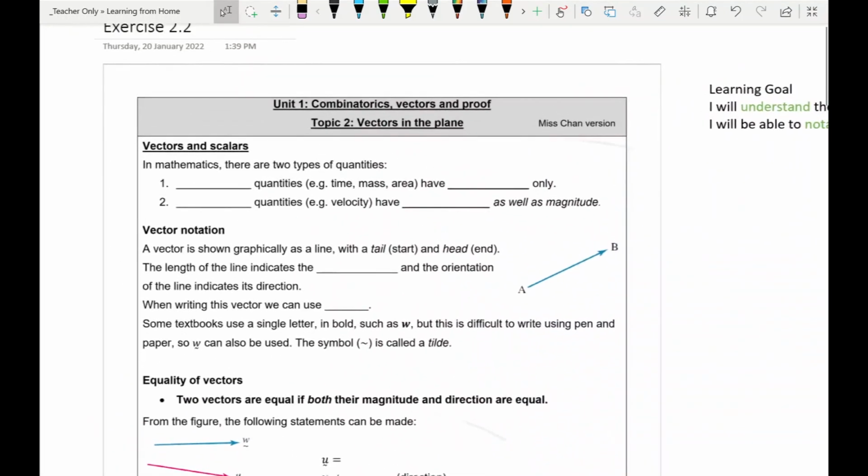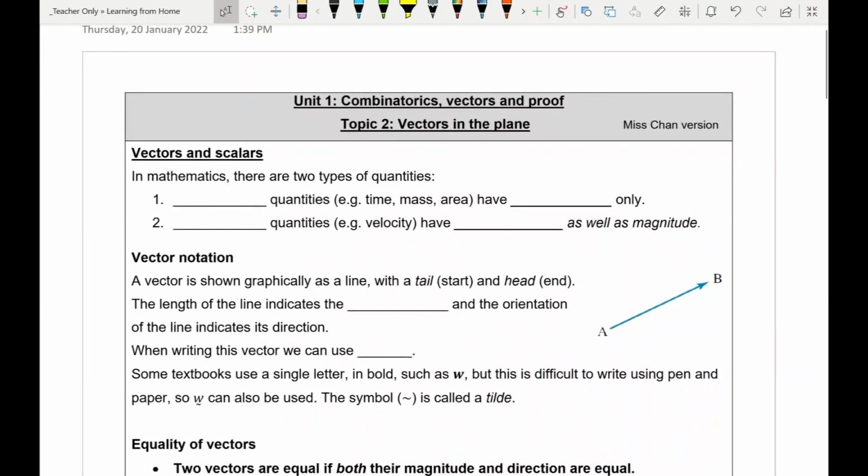So when looking at vectors, we compare them to stuff that we're already familiar with, scalar quantities. So for instance, time, mass, area, these are all known scalar quantities that we've been working with since like grade 3. So scalar quantities have what we call magnitude only. Vector quantities, on the other hand, so for instance, velocity has direction as well as magnitude.